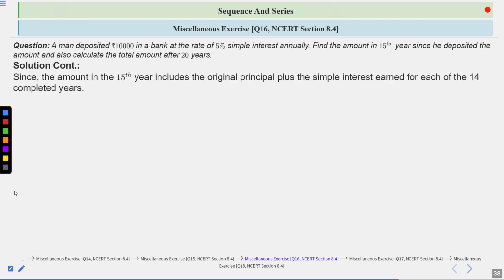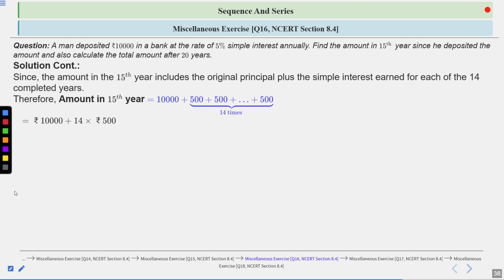Since the amount in the 15th year includes the original principal plus the simple interest earned for each of the 14 completed years, therefore amount in 15th year will be equal to 10,000 plus 500 plus 500 up to 14 times, right? Which is equal to Rs 10,000 plus 14 into Rs 500, which is equal to Rs 10,000 plus Rs 7,000, right? Which is equal to Rs 17,000. Okay.